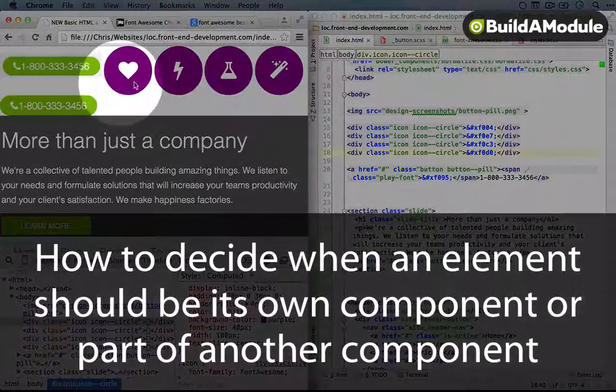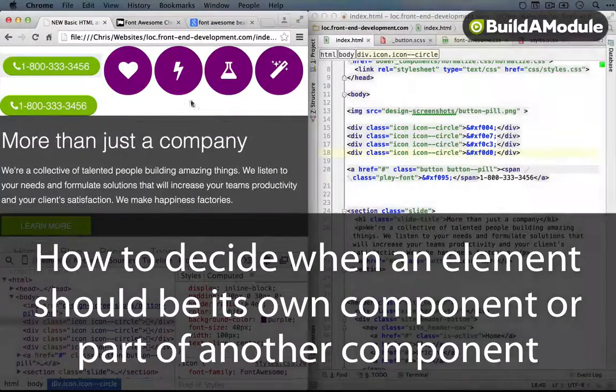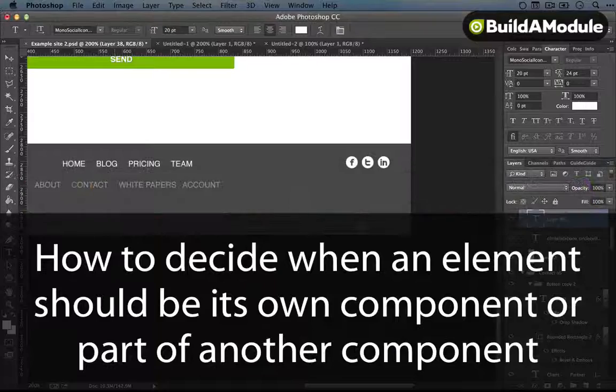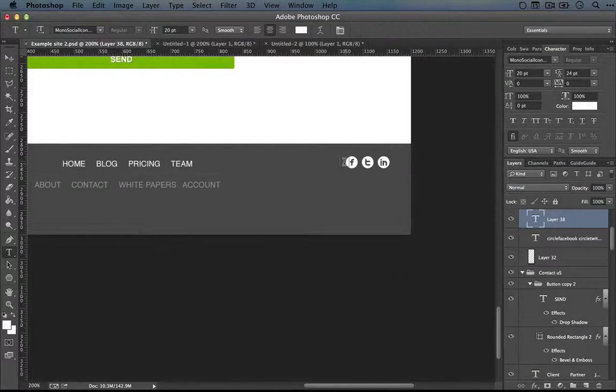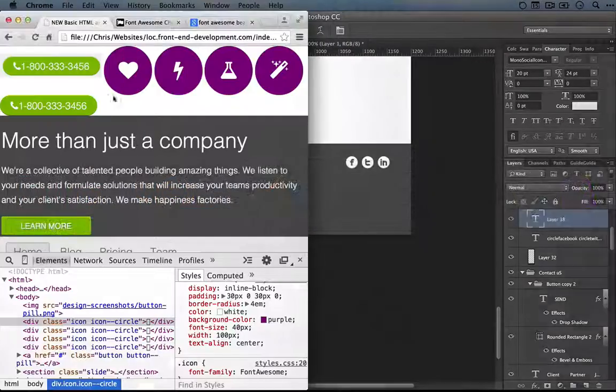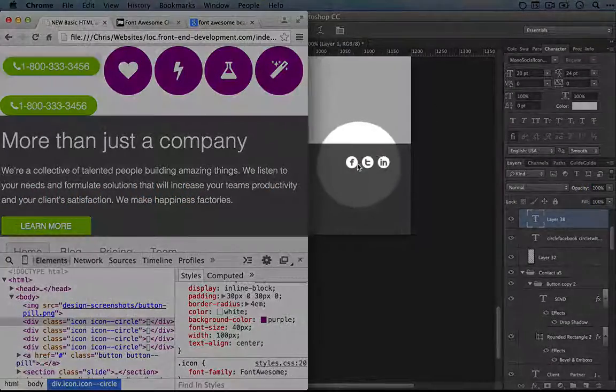So this CSS works good for these particular icons. But if we look at our design, down at the bottom right-hand corner, we have some additional circle icons. And there's some major differences between these and these icons. They're smaller, and they seem to have a little bit less padding around the outside.